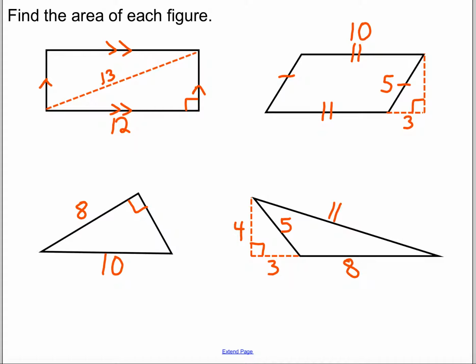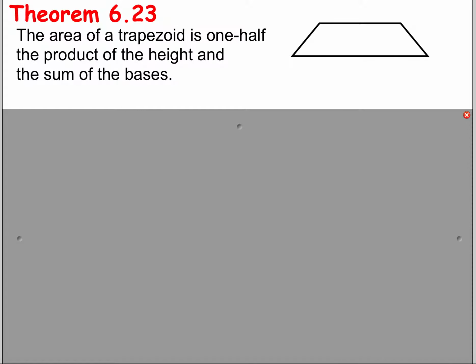Okay. Now there are two more shapes that we need to go over the area formulas for, so we're going to do that now. First is the trapezoid. The area of a trapezoid is 1/2, so 1/2 the product, so we're multiplying, of the height and the sum of the bases. Okay, so times the height. So remember, the height is a straight line up and down distance. So in this trapezoid, that's right there.